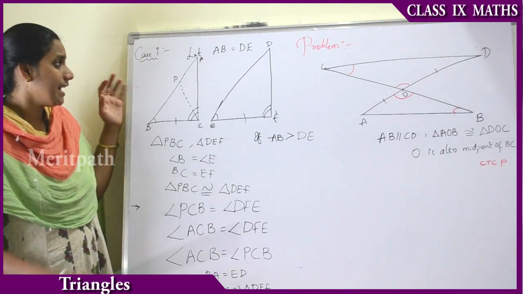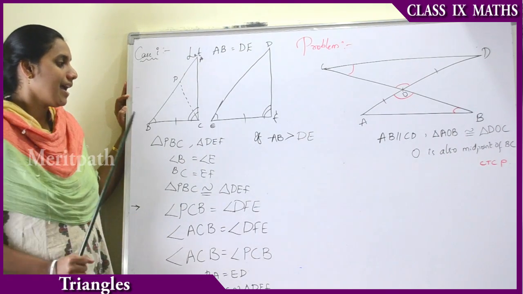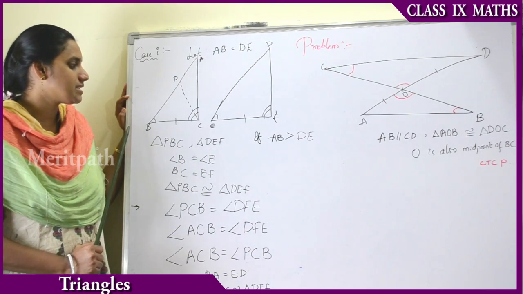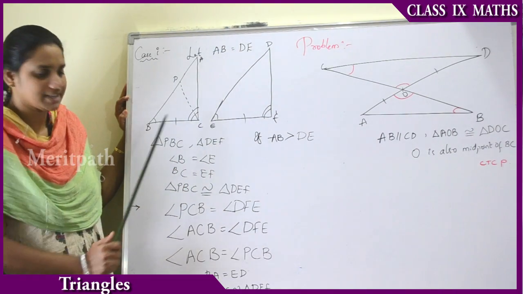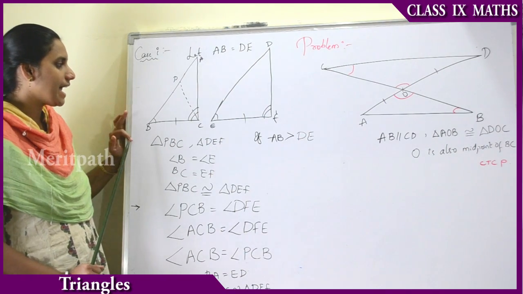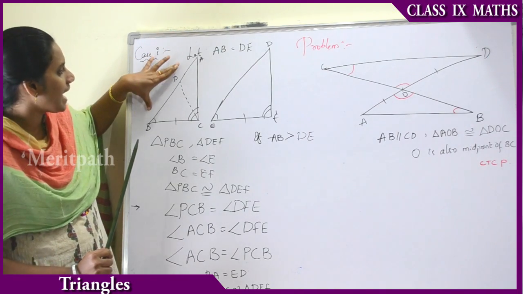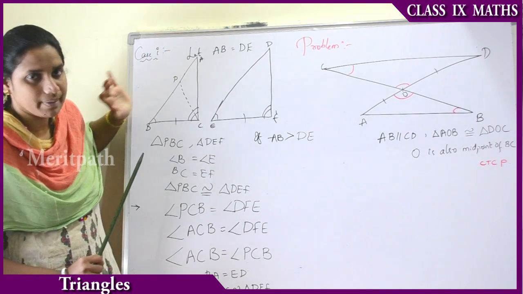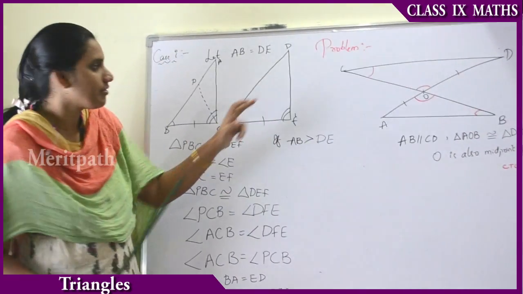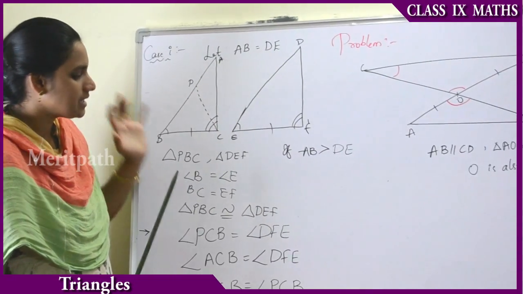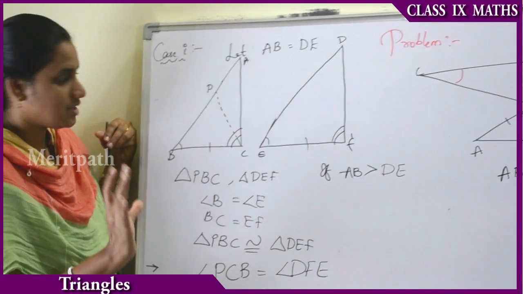Let us take the two triangles ABC and DEF, and let us assume that AB equals DE, that is, the side AB is equal to the side DE of the other triangle. Now let us see the triangles. Suppose we have a point on the side AB, which we have marked as P, and the length of PB will be equal to DE. As per the construction, PB equals DE, as this is the assumption.